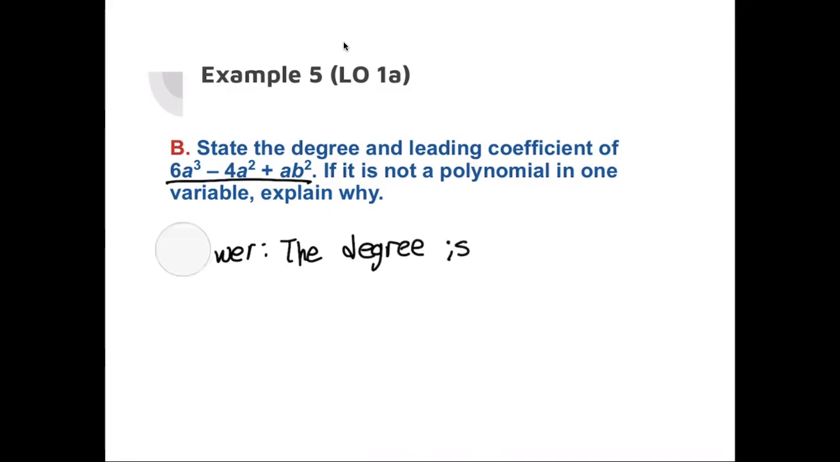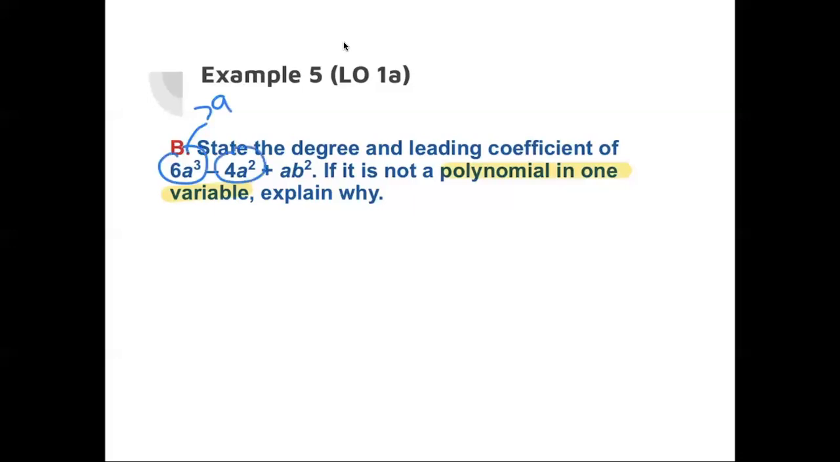Oh, wait, no, never mind. I just explained polynomial in one variable, right? If you take a look, this term has a, this term has a, but this term has a and b. So basically, this is not a polynomial in one variable. Why? Because the third term has a and b. The problem is we can't determine a clear degree and a leading coefficient.